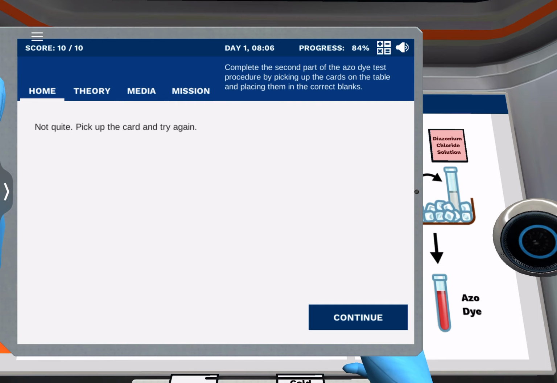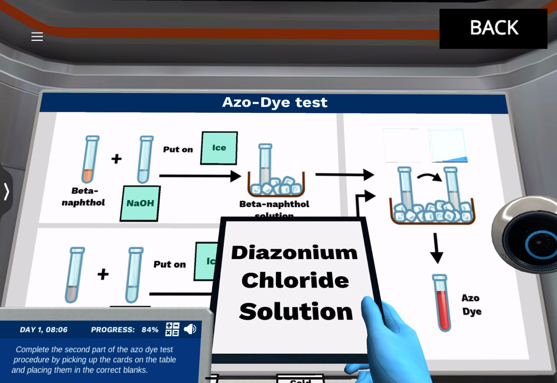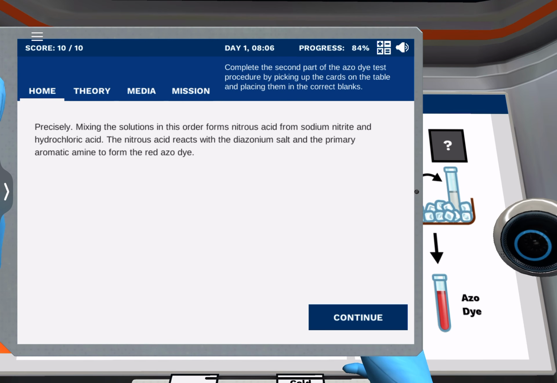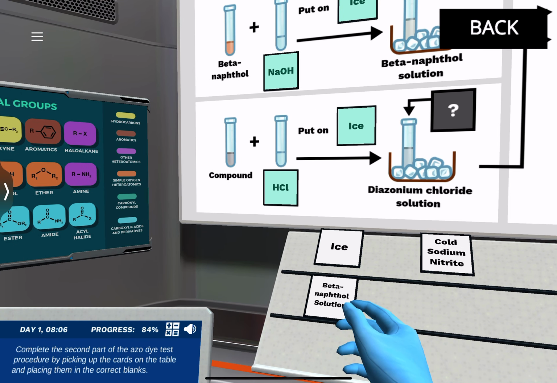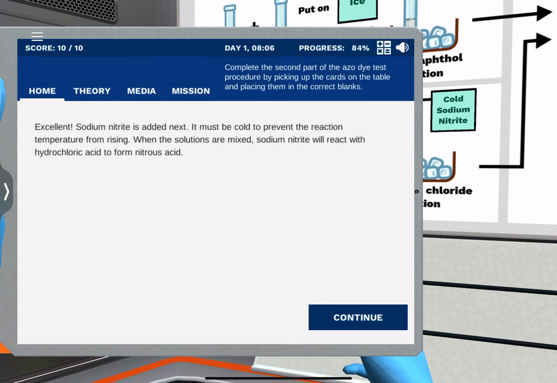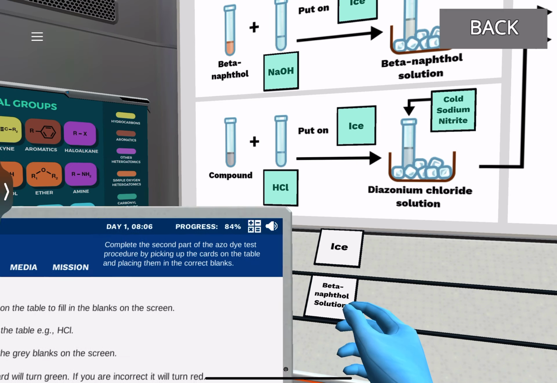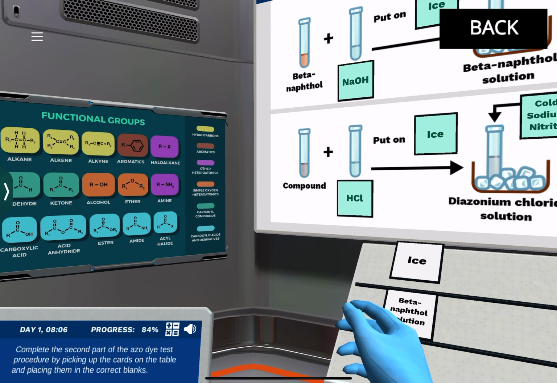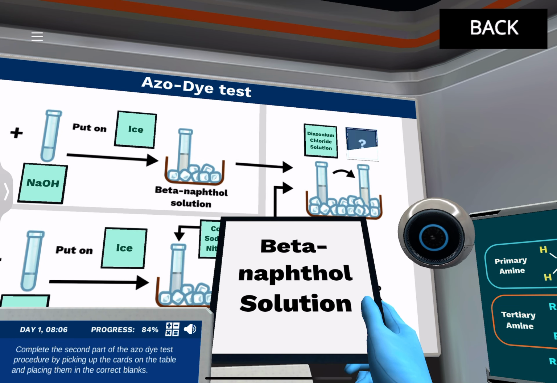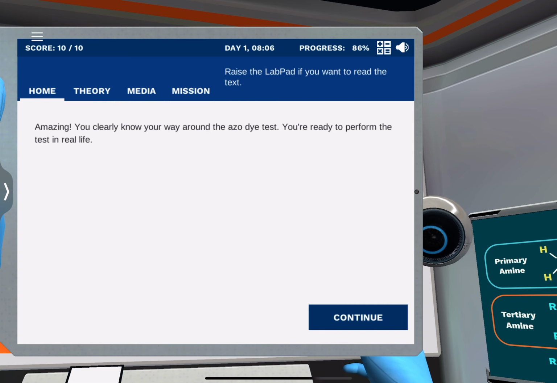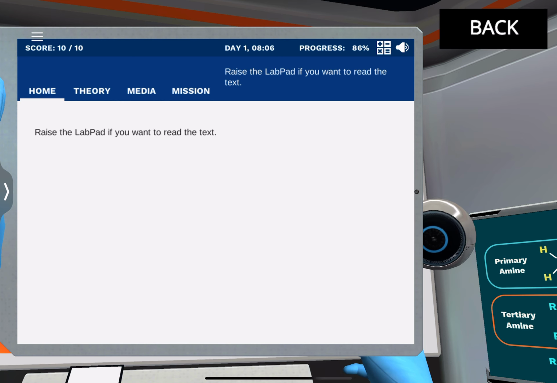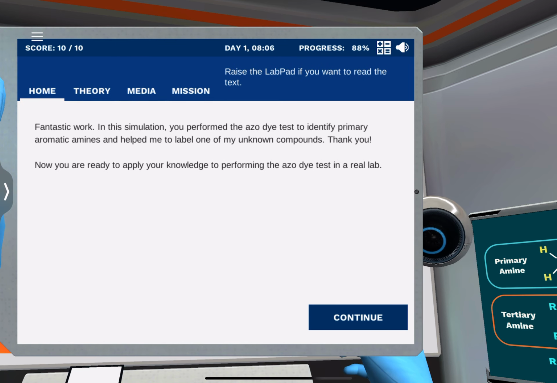Not quite. Pick up the card and try again. Precisely. Mixing the solutions in this order forms nitrous acid. Excellent. Sodium nitrite is added next. Well done. Adding the diazonium salt solution to the beta-naphthol solution. Amazing. You clearly know your way around the Azo Dye test. Fantastic work. In this simulation, you performed the Azo Dye test to identify primary aromatic amines.